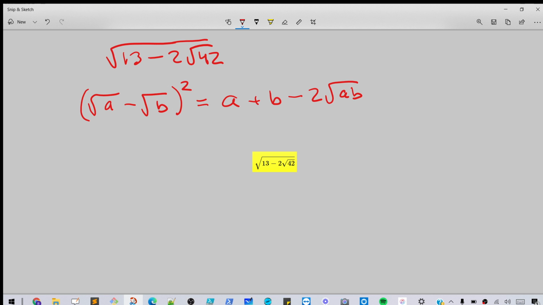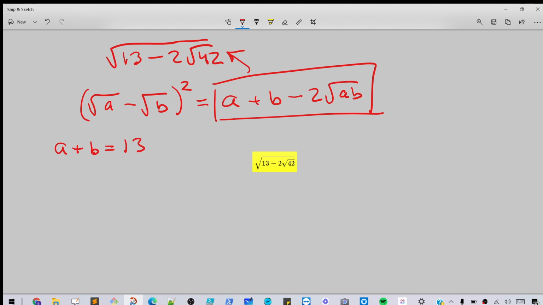And the thing to notice right now is that what we have here actually looks quite a bit like this. So we can just kind of equate. We can say, we get two distinct parts. We have a plus b looks like it should equal 13. And we have ab looks like it should equal 42. So we have ab equals 42.